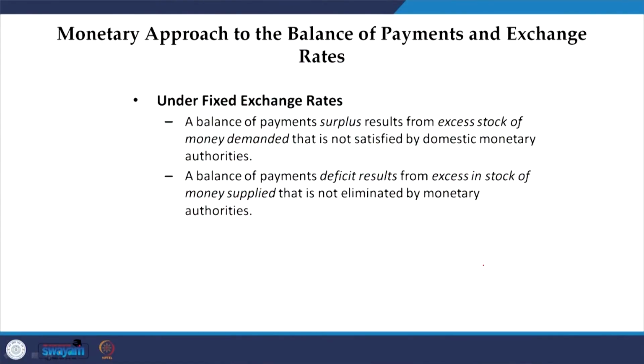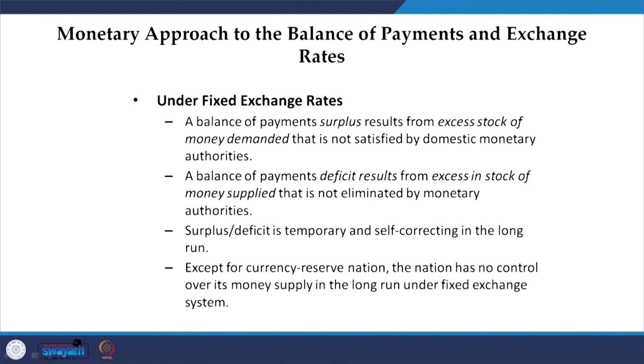Now, how monetary policy works under a fixed exchange rate we will discuss in detail, but in short, a balance of payment surplus results from an excess stock of money demanded that is not satisfied by the domestic monetary authority. Under a fixed exchange rate regime, a balance of payment deficit results when there is an excess stock of money supply that is not eliminated by the monetary authorities. If it is not eliminated, then there will be a deficit. We will discuss it with a diagram in detail in our respective class. Just giving the overview, the surplus or deficit is temporary and self-correcting in the very long run, as pointed out by the monetary approach to balance of payments and exchange rate phenomena.